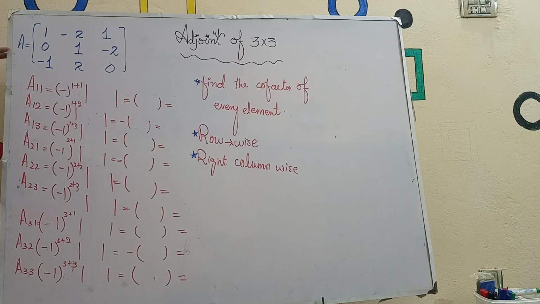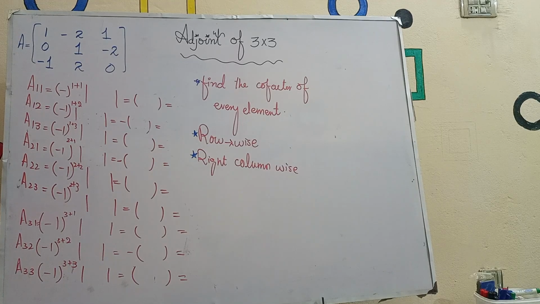Here I have taken a matrix A, which is composed of 1, minus 2, 1, 0, 1, minus 2, minus 1, 2 and 0. I have written all the formulas for the cofactor of every element, because it is time taking and complex also. So I have written the formula for each and every element, and we are going to put in the values and solve the rest of the equations.